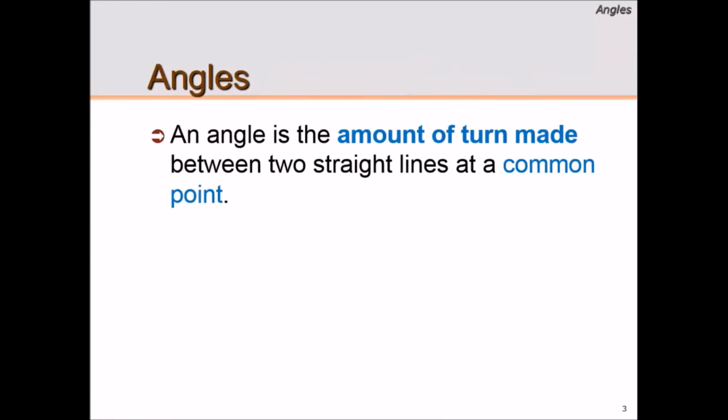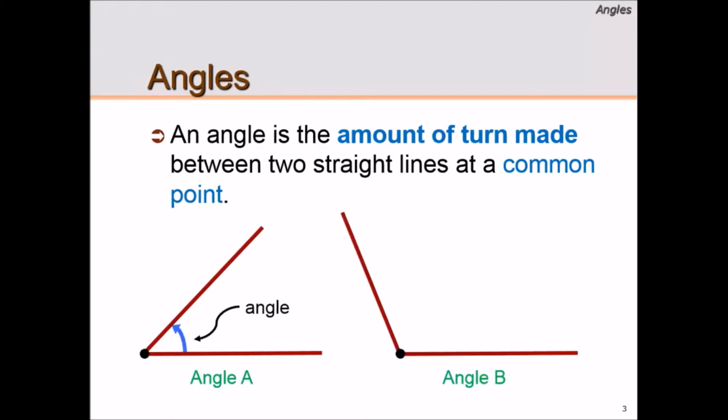An angle is the amount of turn made between two straight lines at a common point. Look at the angle A and compare it with angle B. From this example, you can clearly see that the amount of turn made in angle B is greater than the amount of turn made in angle A.